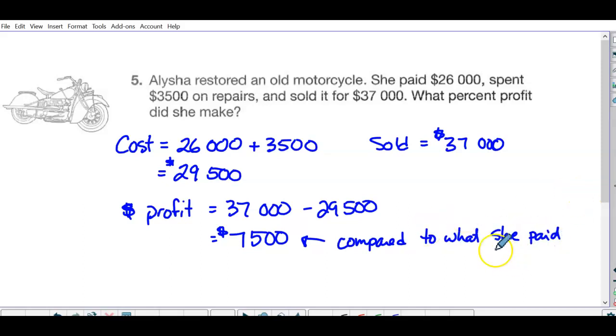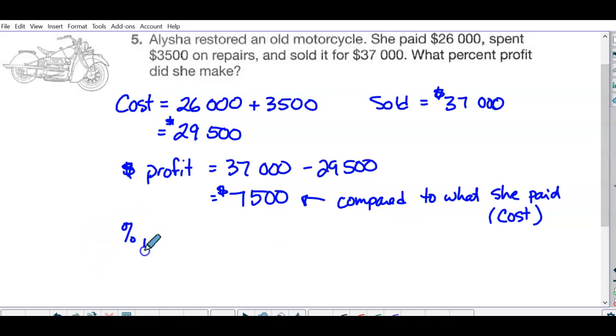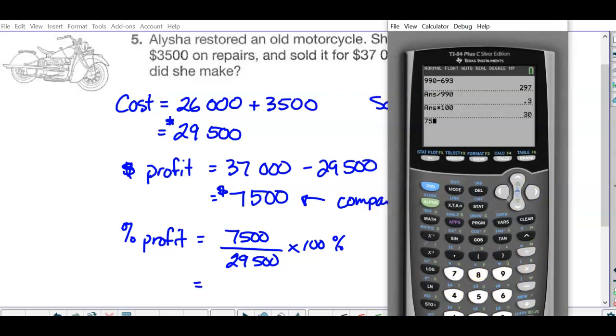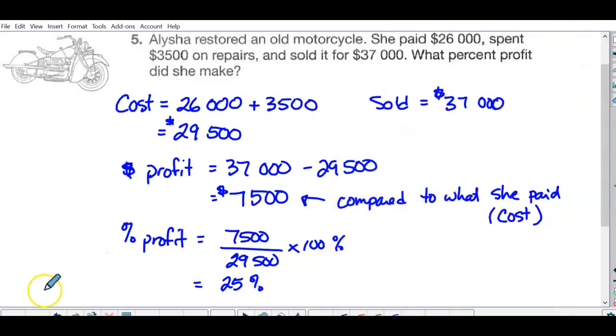Okay, so her cost. So the percent profit will be 7,500 divided by 29,500 times 100%. Let's see here. So 7,500 divided by 29,500 times 100 is about 25% if we go to the nearest whole number. Okay, so that's the end of chapter 6.3.